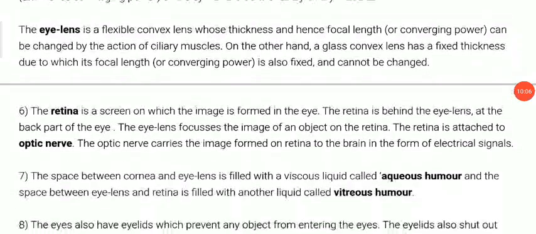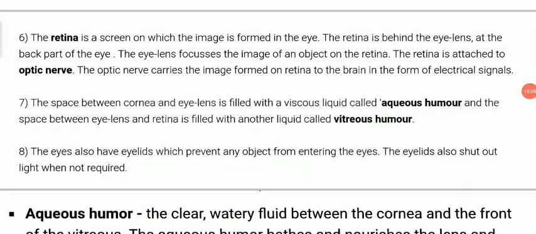The next is the retina. The retina is a screen on which the image is formed in the eye. It is a type of screen made of tissues. The retina is behind the eye lens at the back part of the eye. The eye lens focuses the image of an object on the retina. The retina is attached to the optic nerve. The optic nerve carries the image formed on the retina to the brain in the form of electrical signals.